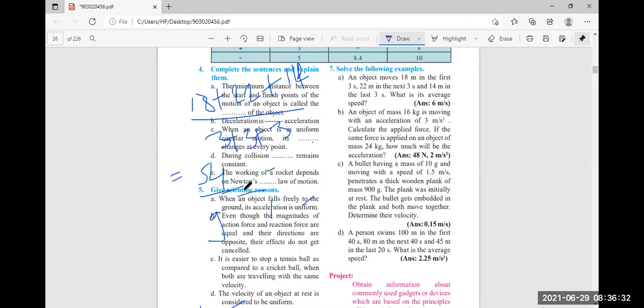6 meter per second. Now here, the answer is in meter per second. Q1, is it correct or not? It is 6 meter per second. Got it? Yes or no? Yes, sir.